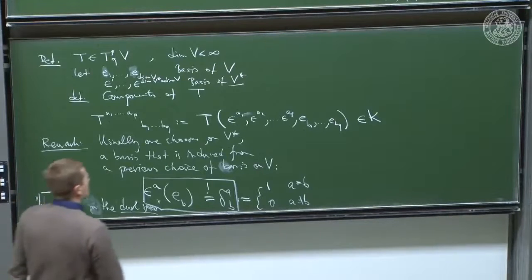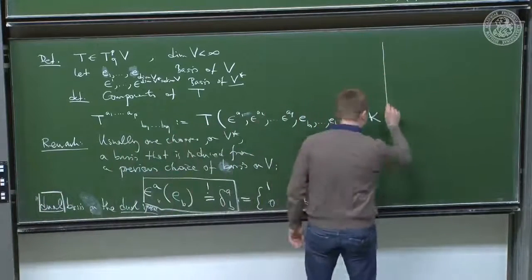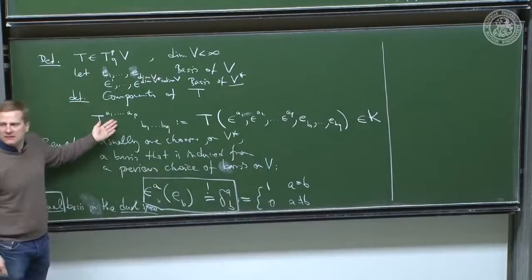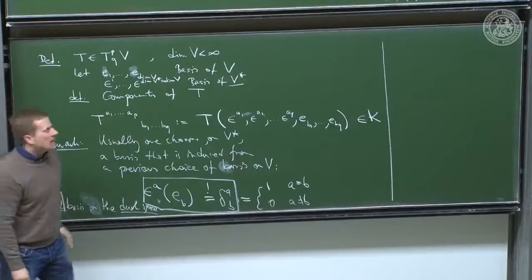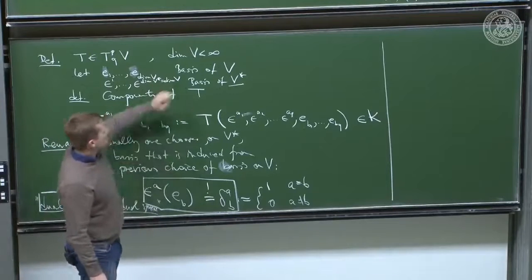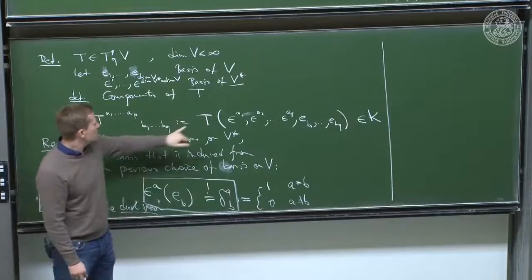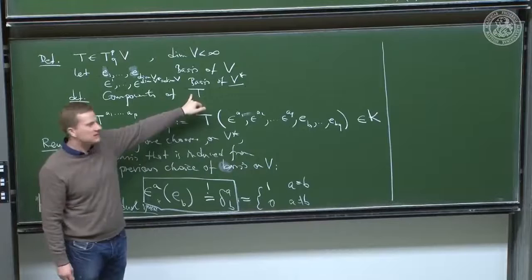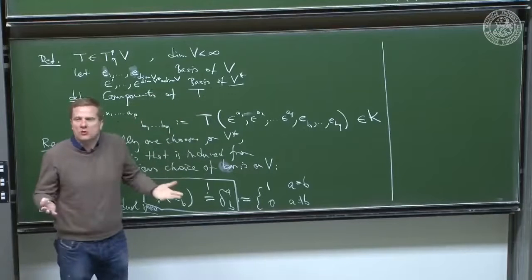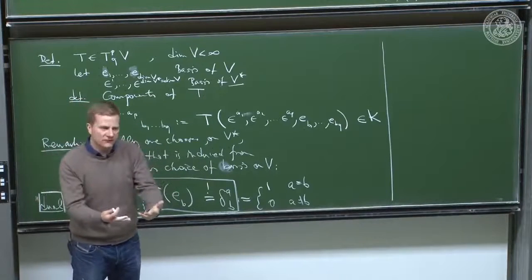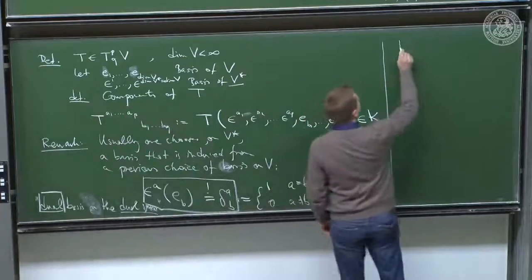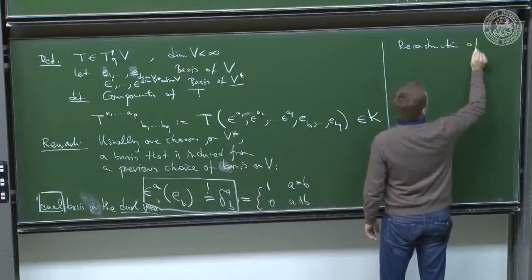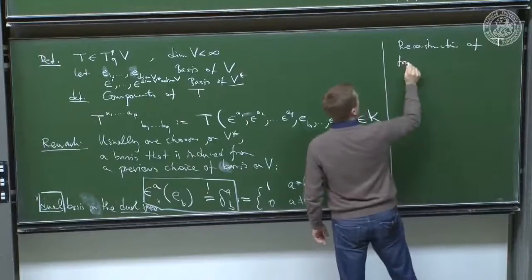Okay, now the most important thing here, however, is I can define components, and you say, very pretty, but what do you do with them? And the answer is, once you have chosen a basis and you have a tensor and you know its components, you can reconstruct the abstract tensor from its components. That's the whole point. So the components suffice to determine the tensor. So reconstruction of T from its components.